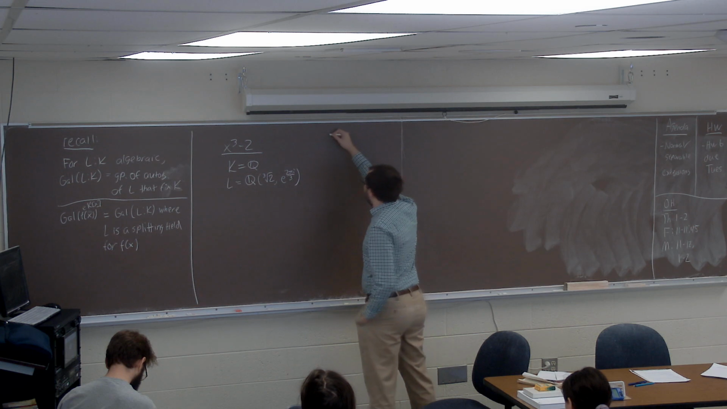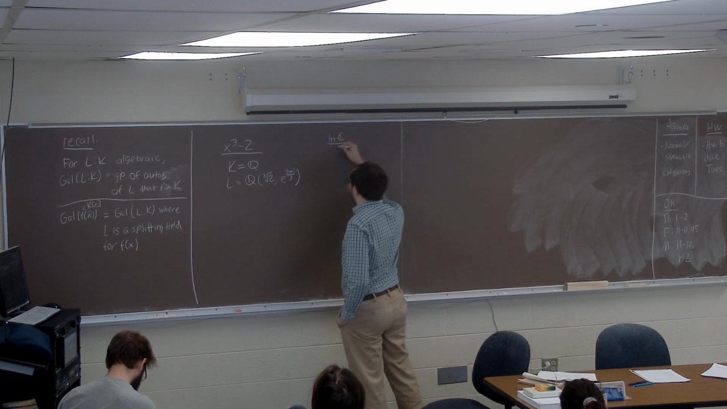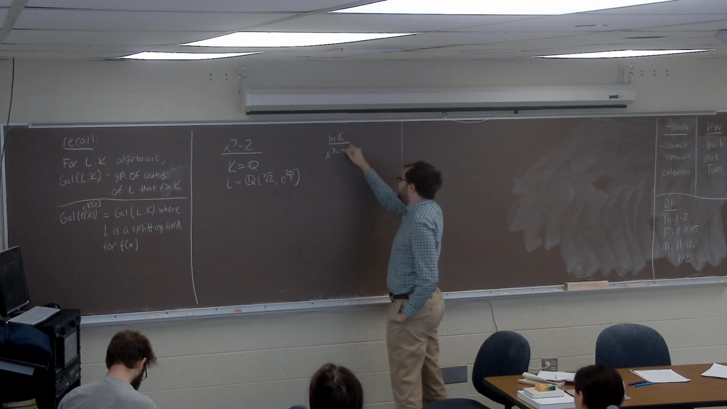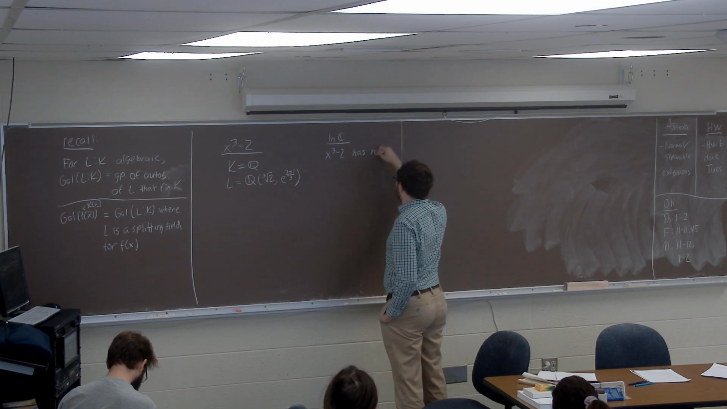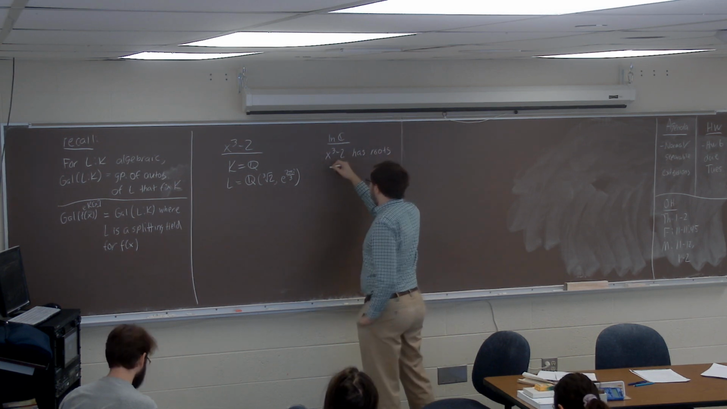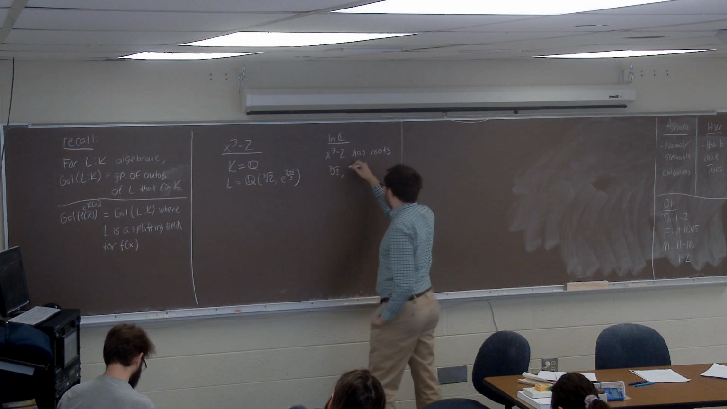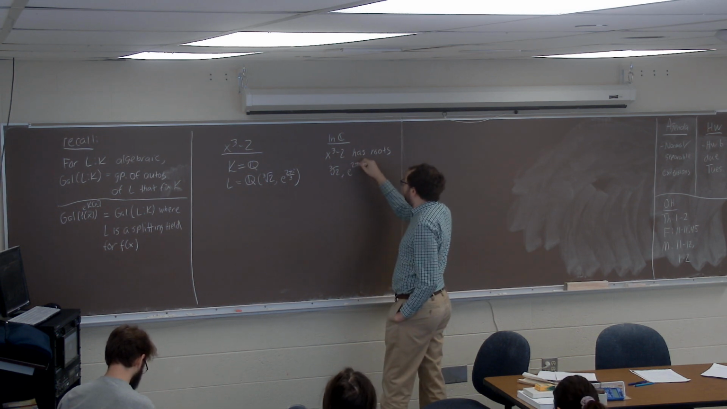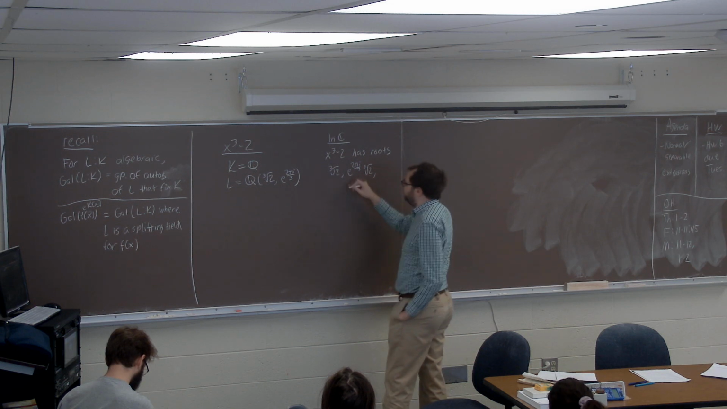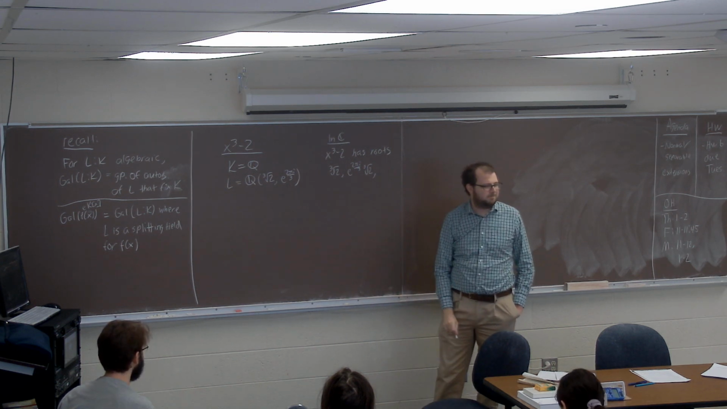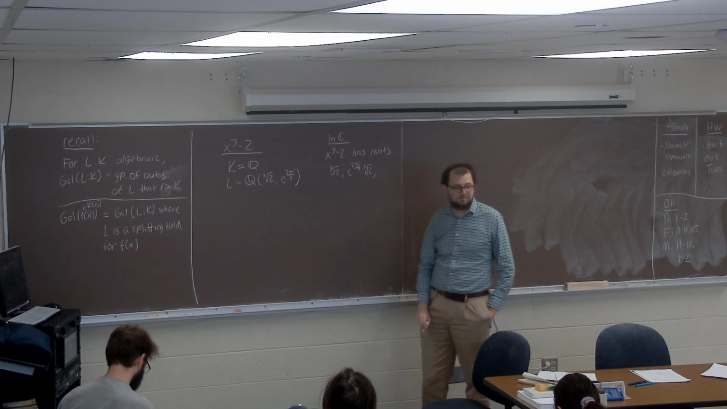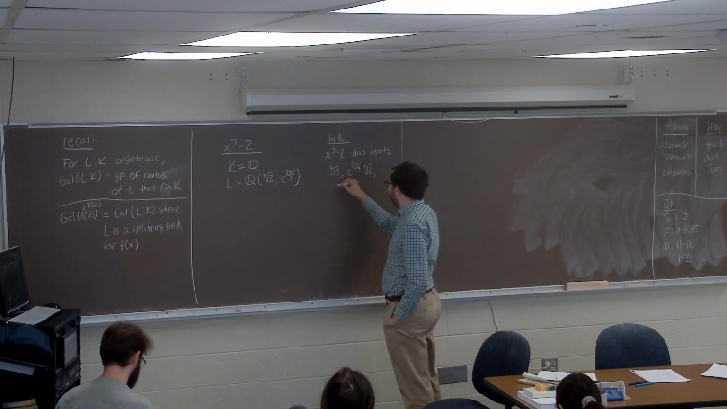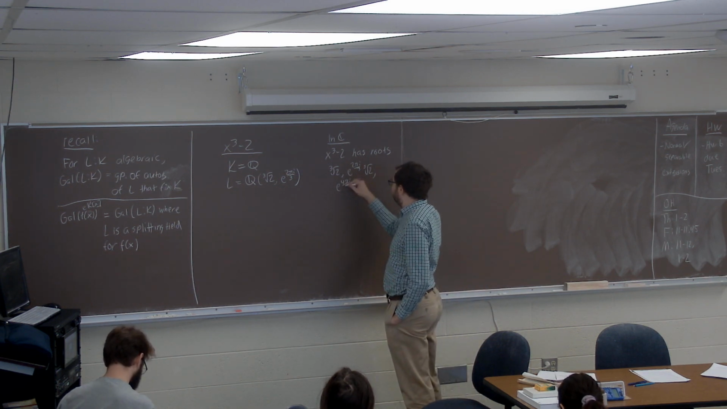The reason being that over the complex numbers, x cubed minus 2 has roots cube root of 2, e to the 2 pi i over 3 times cube root of 2. And what's our last root? e to the 4 pi i over 3 times the cube root of 2.